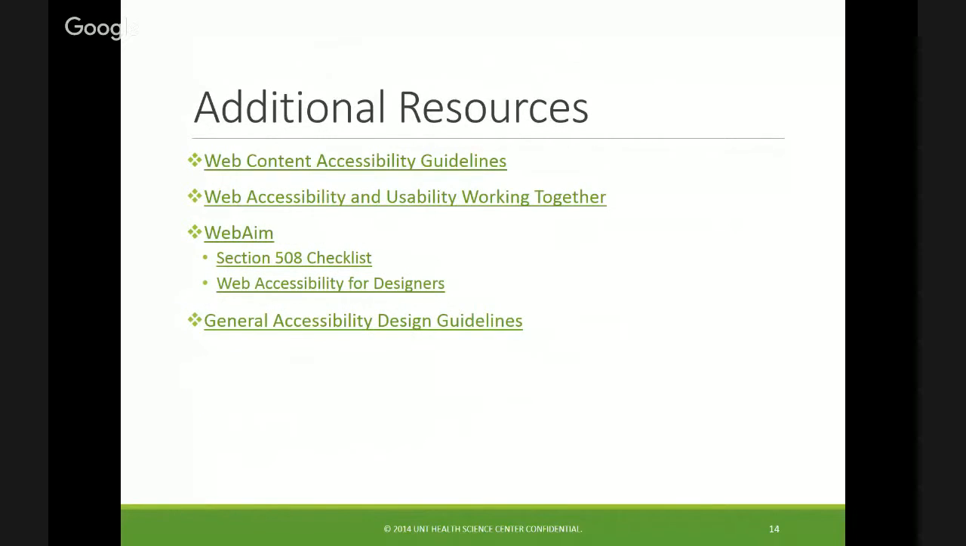So we have some additional resources, and we'll provide these resources outside of this webinar. We have some web content accessibility guidelines that you could use to help generate or find content. We have some examples of how web accessibility and usability work together, and then some other checklists for accommodating with Section 508 guidelines and web accessibility for designers. Also, types of contrasting and where to use headers and things like that, or a tool to check the accessibility of my content. And we'll provide those links for you as well.